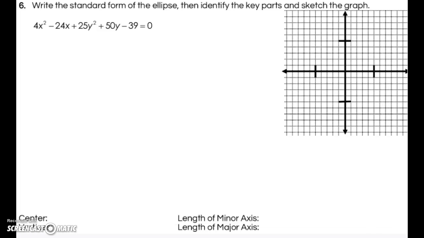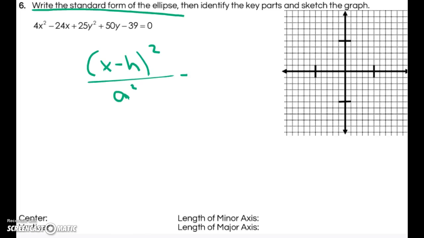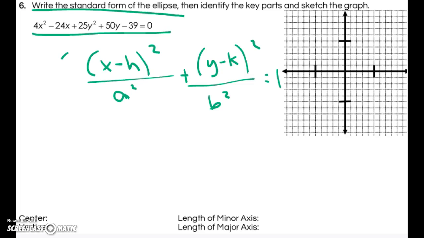Hello everybody. What we're going to try to do in this video is write the standard form of an ellipse if you are given an equation that is not in standard form. And as a friendly reminder, we talked about the standard form of an ellipse looking like x minus h squared over a squared plus y minus k squared over b squared equals 1. So our goal here is to turn this equation into this standard form, which involves a little bit more complicated completing the square.